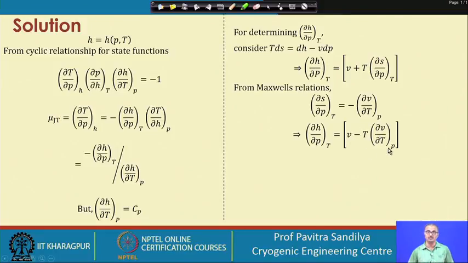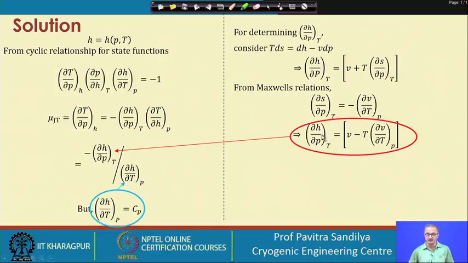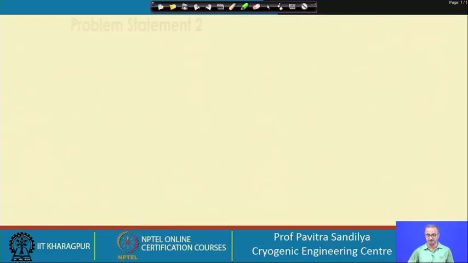What we have basically done here is reduce all the terms to measurable variables. Once we have obtained this, we can put this value in the expression for mu JT, and ultimately we get the equation which we showed you earlier in the lecture. That is how we can derive the expression for the expansion coefficient at constant enthalpy from the basic thermodynamic relationships. Now, we go to another problem.